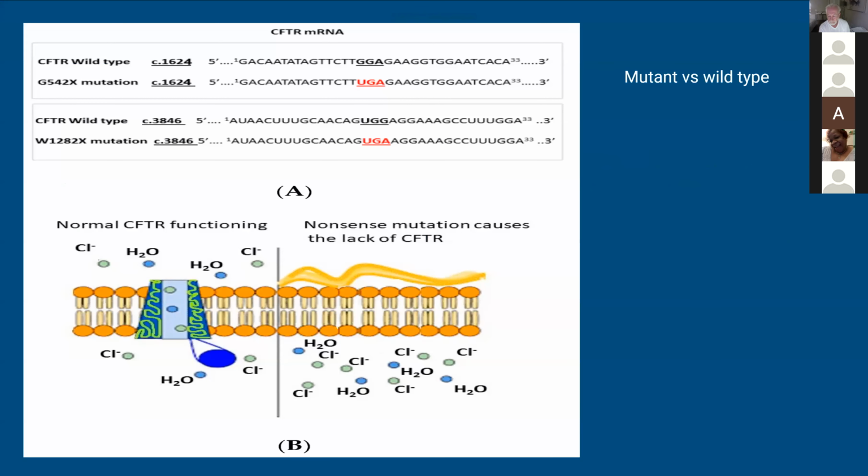All right, this picture represents a mutant versus a wild type. So on the left, it's a picture of a normal CFTR protein, and on the right is a nonsense mutation caused by the lack of CFTR. Next slide.